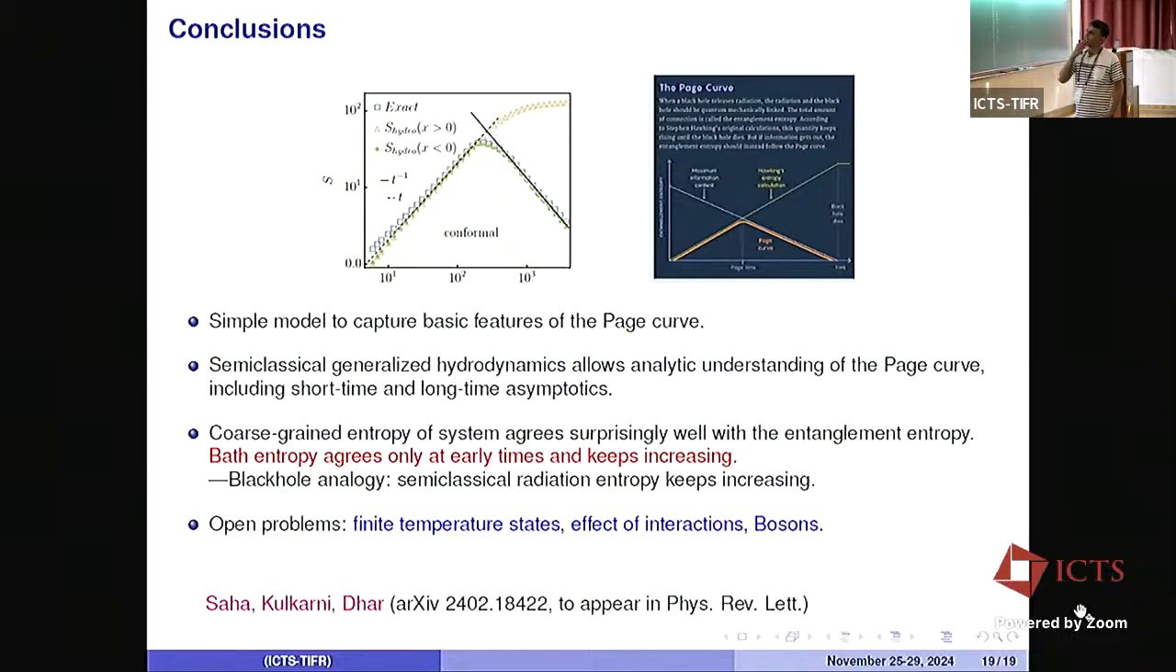valid? Is it large n? I mean, that can't be. Yeah, large n is of course important. I mean, that's why we can do hydrodynamics. So large n is definitely important.